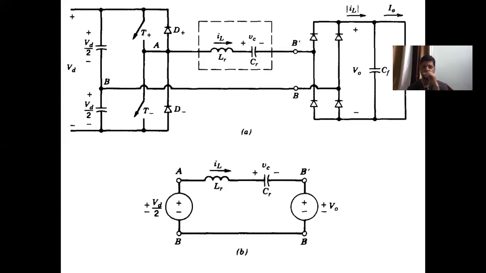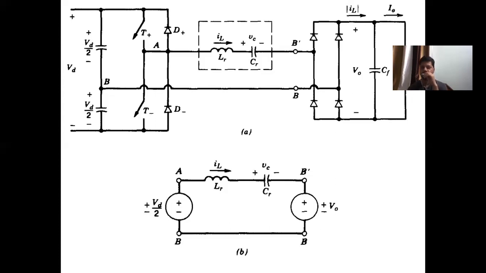So on the input side, you have a half bridge comprising of two switches, T plus and T minus, and two anti-parallel diodes respectively, D plus and D minus. After the input stage, there is a resonant circuit introduced, which comprises of an inductor LR and a capacitor CR. The inductor current is IL and the capacitor voltage is VC.